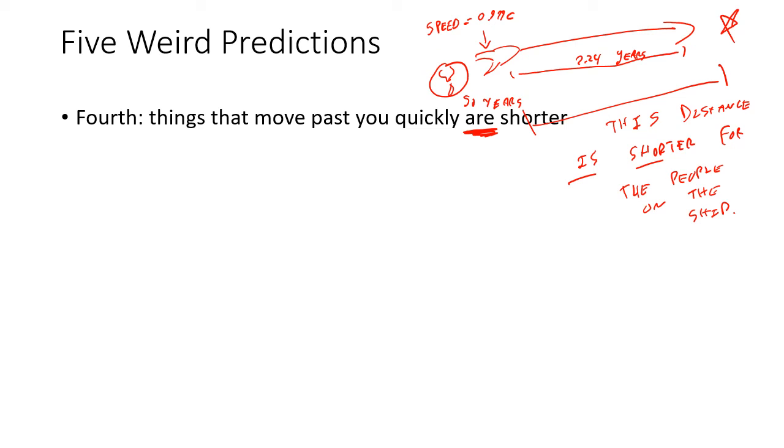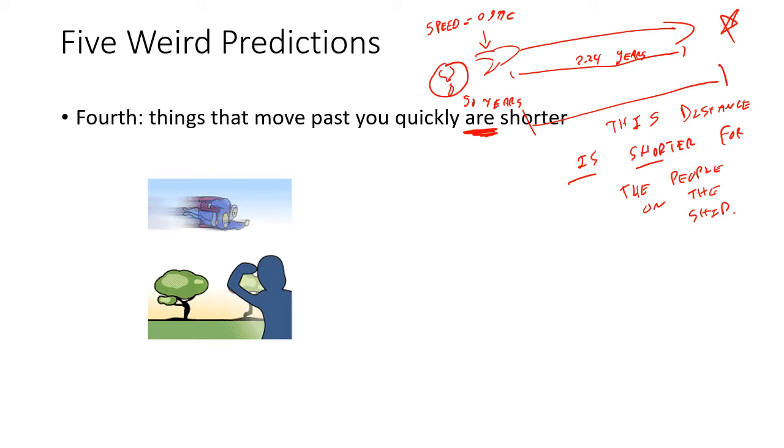This is the little cartoon that I used to help me remember this. Here's me on the ground watching Superman. As Superman moves past me, from my perspective, he really is shorter. He really is scrunched up like this because he's moving past me really fast.